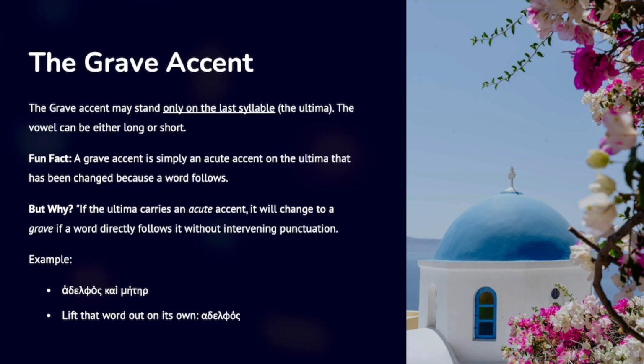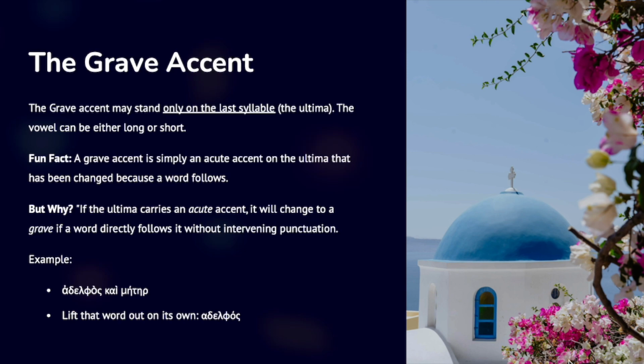And this really comes into play when students are writing papers and they lift a word out to talk about its etymology, and they fail to change the accent back to an acute the way it is supposed to be, because it showed up as a grave in the text since there was a word following without intervening punctuation. So it's good to be aware of that.